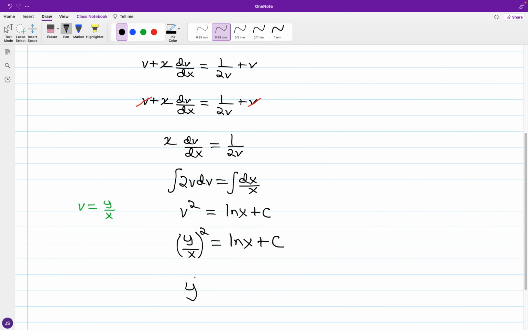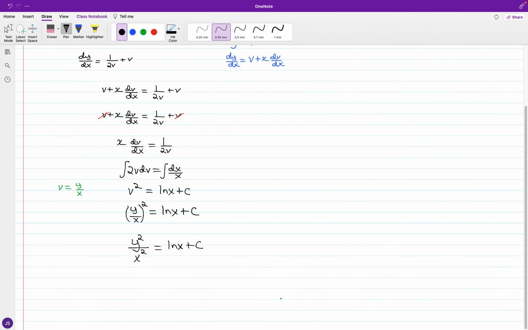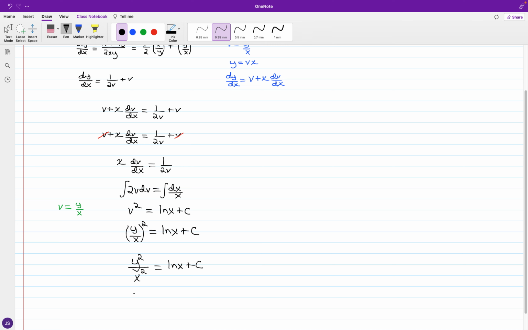And so we have squaring the left-hand side, so I have y squared over x squared is equal to the natural logarithm of x followed by the constant. Getting y squared by itself, I can either leave it in expanded or factored form, whereupon I can just say y squared is equal to x squared times the quantity of the natural logarithm of x plus the constant.